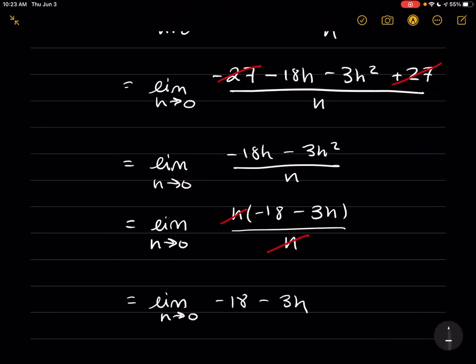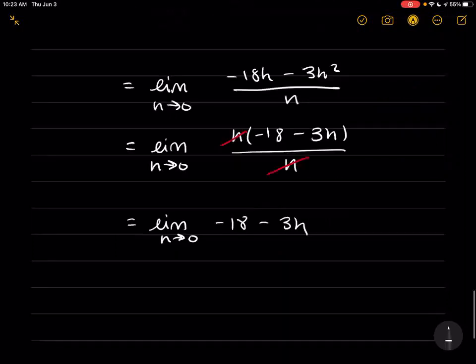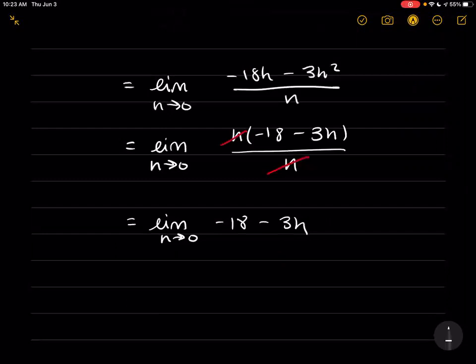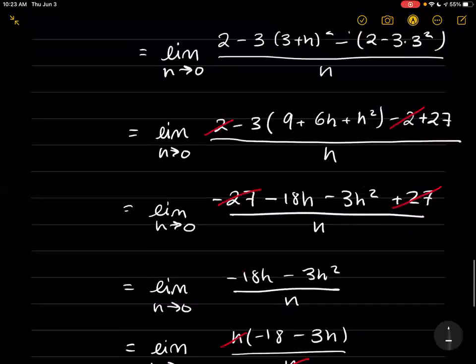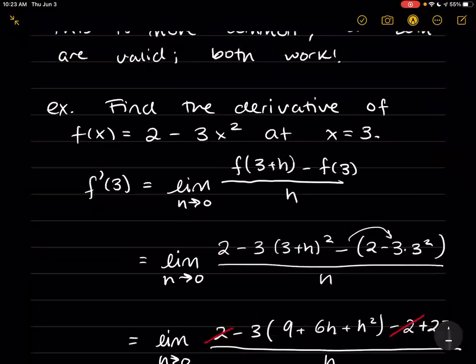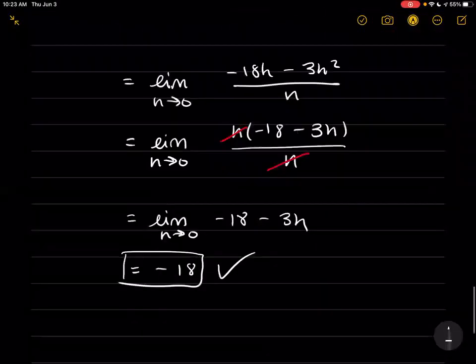Now this is just a polynomial in h. So we can go ahead and just plug in 0 for h here now. And then when we do that, I think we get negative 18 minus 0, so that's going to be negative 18. And hey, that's the derivative of that function at that point. So negative 18 is the derivative of 2 minus 3x squared at x equals 3. Okay, cool. That example is fairly straightforward.